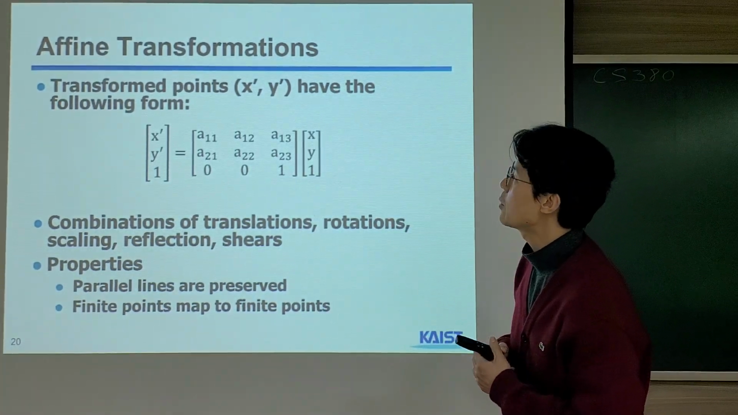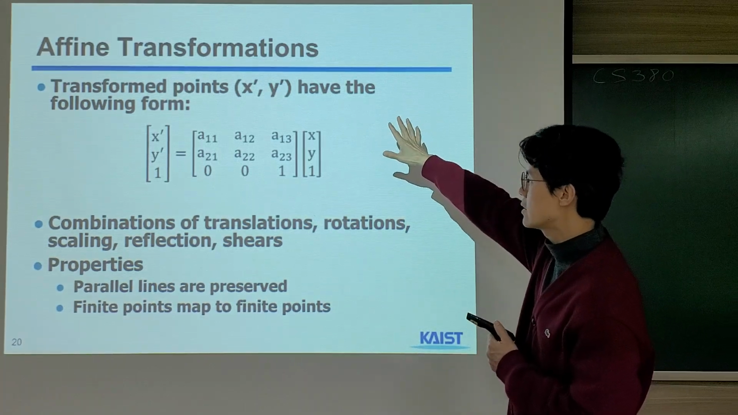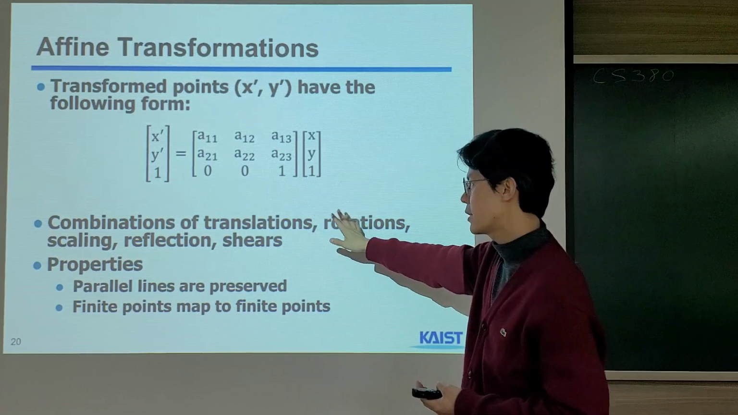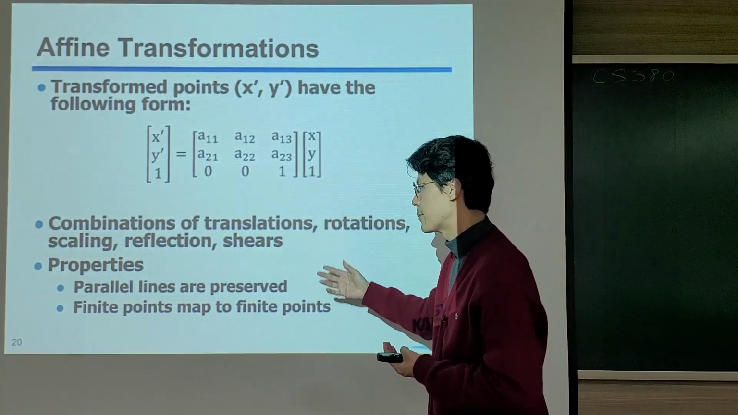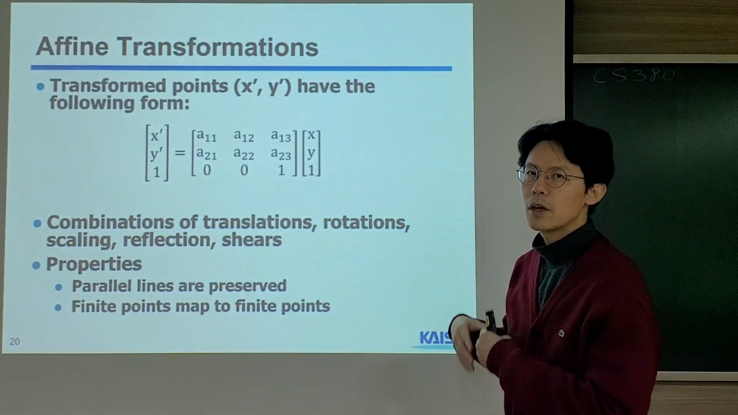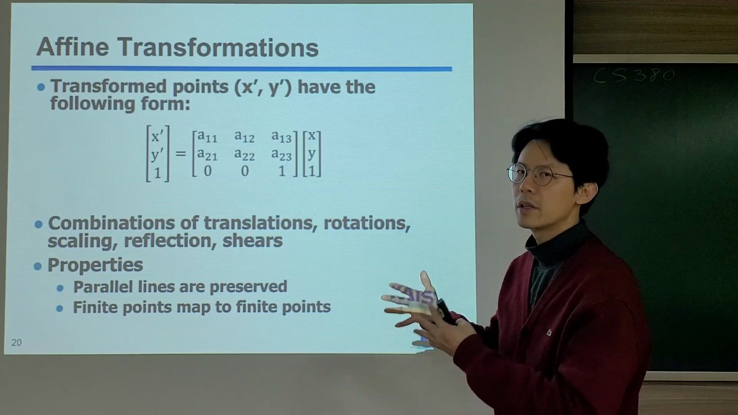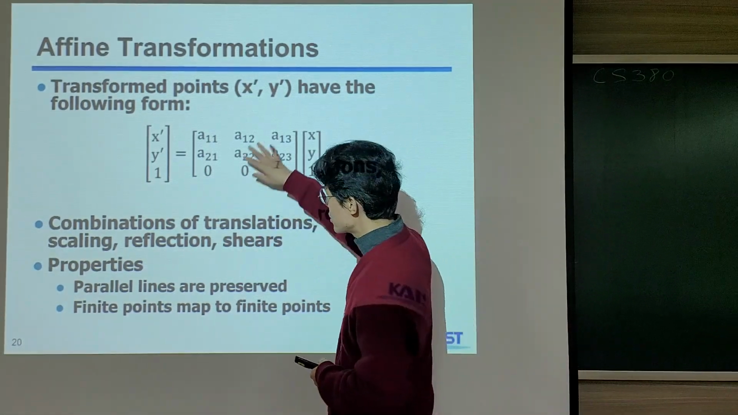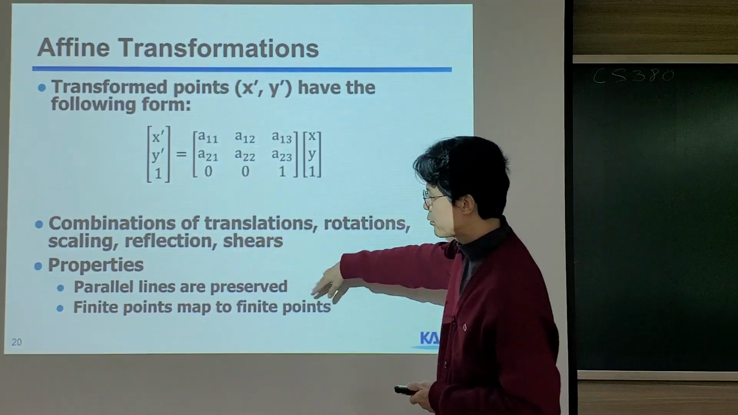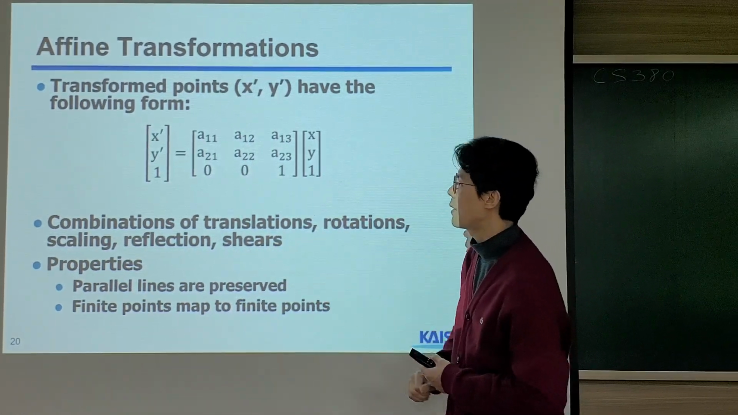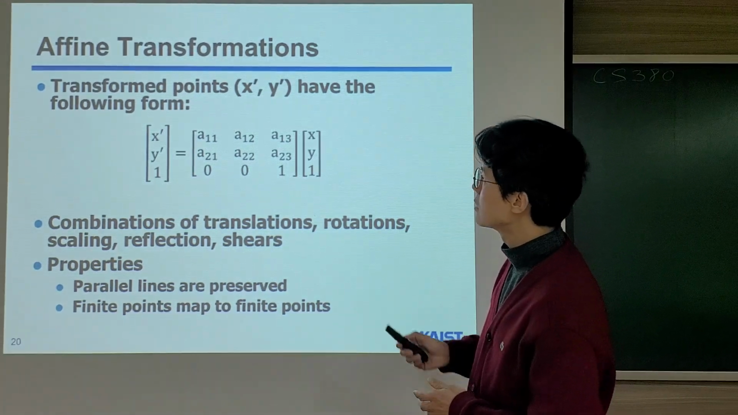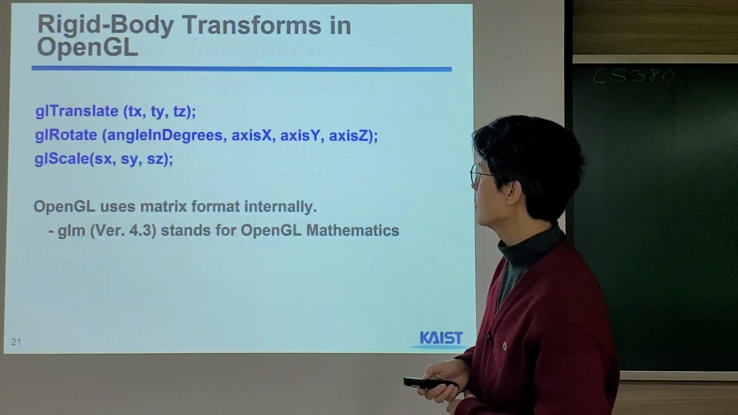Typically, examples of affine transformations are any combinations of translation, rotation, scaling, reflection, and shearing. And this is typically what we perform in typical computer graphics applications. In that case, parallel lines are preserved, and finite points are mapped to finite points. These are some of the mathematical properties that we observe under these affine transformations.